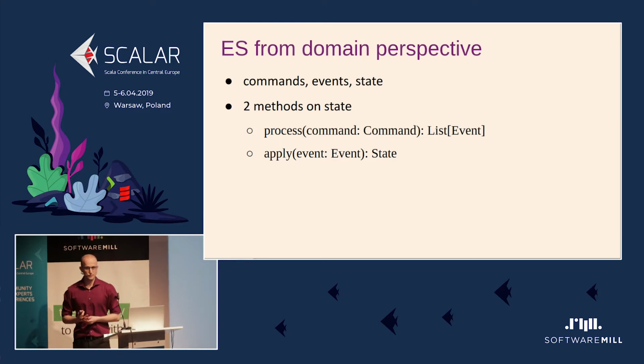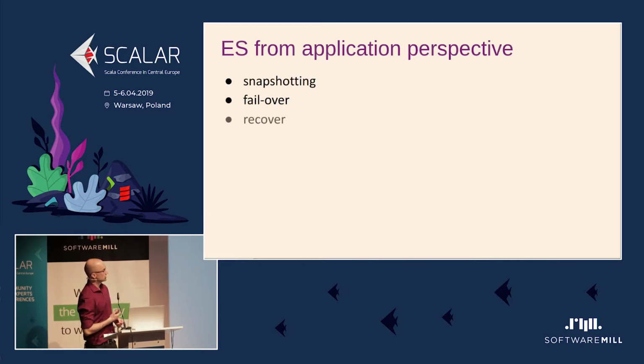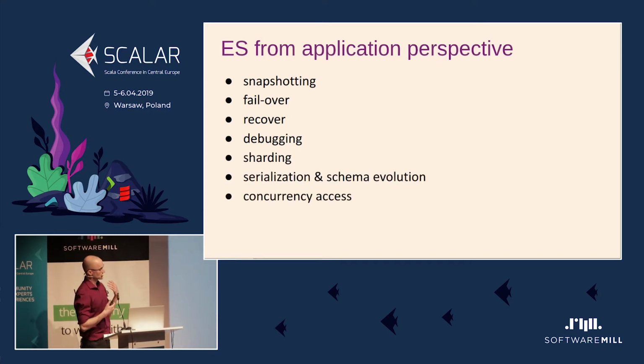Easy, right? So most people recommend implementing event sourcing by yourself from the beginning. This is partially true, but your application will be production ready when you deliver a few more not-so-sexy but required features like snapshotting, failover, recovery, so what should happen in case of restarts or crashes, some support for debugging, sharding, serialization and schema evolution, concurrency access, etc. And implementing this by yourself is a recipe for failure, trust me. I know that every programmer would love to create his or her own event sourcing framework, but please don't go this way. Just use something that was already implemented and tested by many users, many programmers.